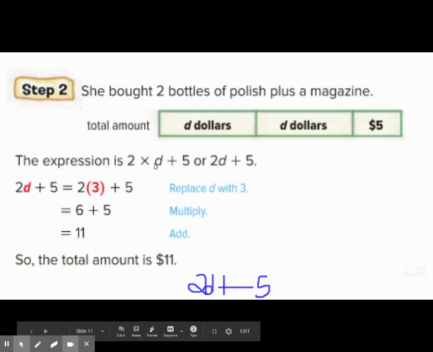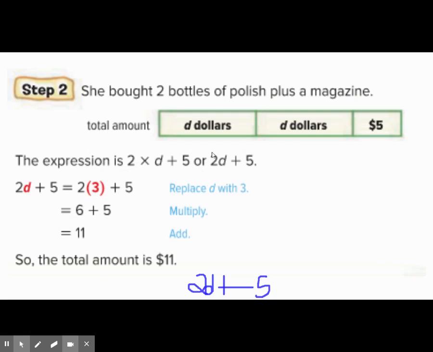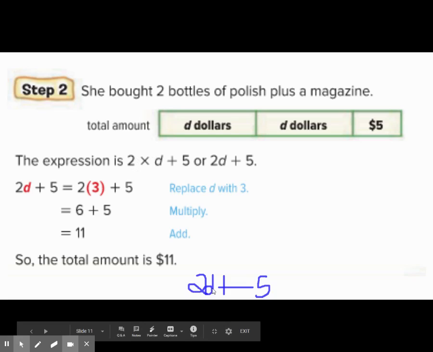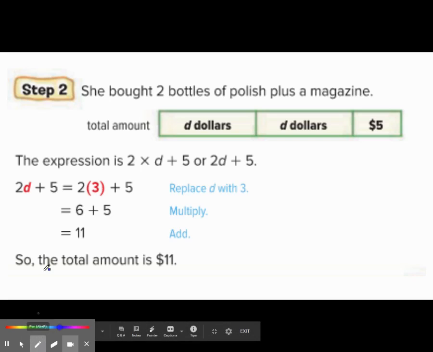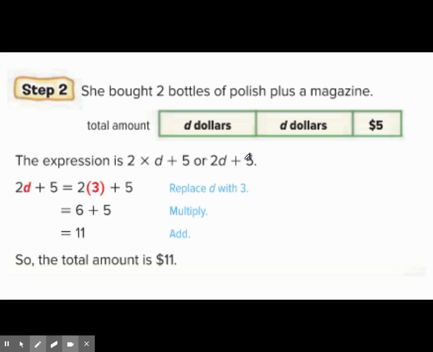So again, 2 times D plus 5. We don't use the multiplication sign anymore because, remember, it looks a lot like an X. And since we can use X as a variable, when we've got the number and the variable right next to each other, we just put them there to show multiplication. You can also use a dot in between, and that can also represent multiplication. So again, we've got 2D, or 2 times D plus 5. Here's our expression.